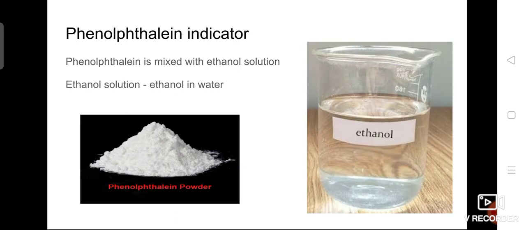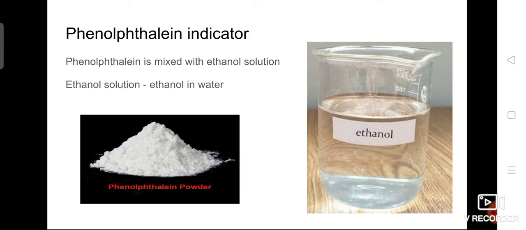Let us see how we prepare phenolphthalein indicator, because I told you it is usually a powder in nature. Now we are going to convert it, because it is readily soluble in water, so we can prepare a solution easily. In solution, it can easily react with acidic, basic or neutral solution, compared with the solid form. So to prepare phenolphthalein indicator, first we have to take some phenolphthalein powder, and it is mixed with ethanol solution.